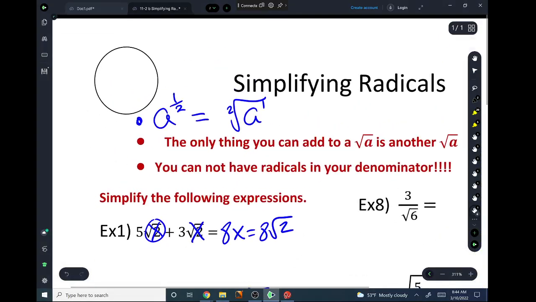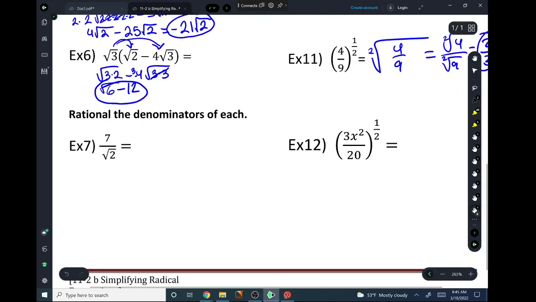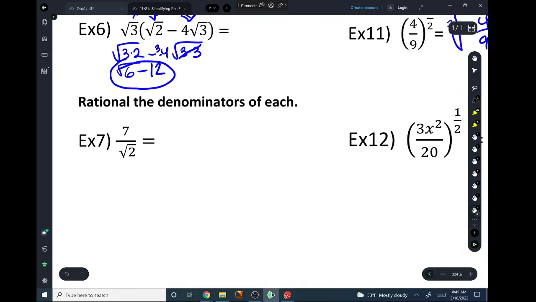And that's what the notes say, right? They say you cannot have radicals in your denominator, right? So let's go to this one, right? So what am I going to multiply this by, right? So I'm going to take 7 root 2 over root 2, and what am I going to multiply it by? Root 2 over root 2.